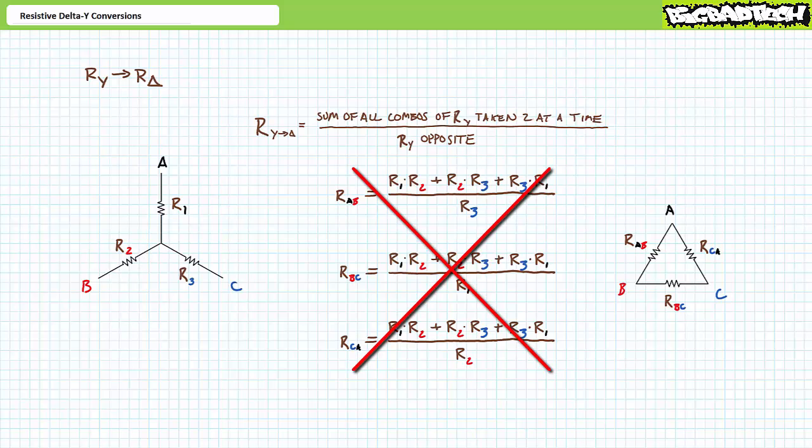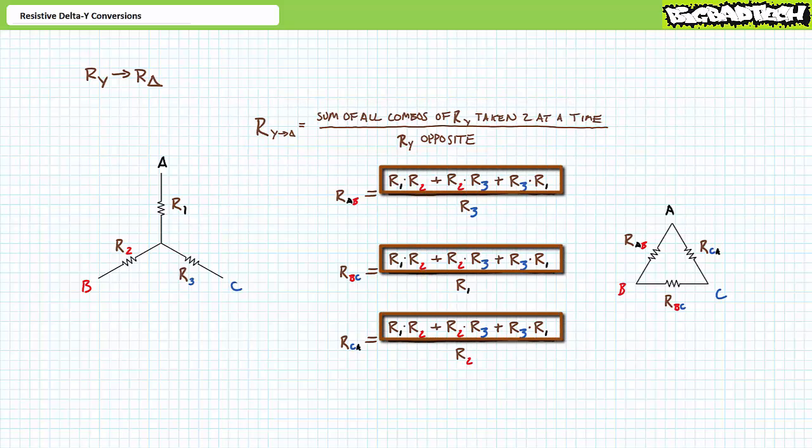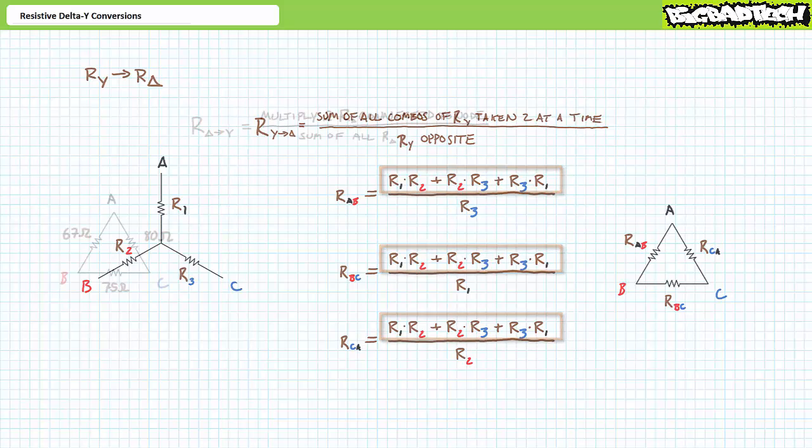Do not remember these three formulas. Remember this formula. To convert from a Y to a delta configuration, at each node, take the summation of all possible products of the Y resistance elements taken two at a time, divided by the resistance element opposite from it. You can remember this simple formula and use it to derive the three conversions necessary. You will note that the numerator is the same for all three formulas, and only the denominator changes.